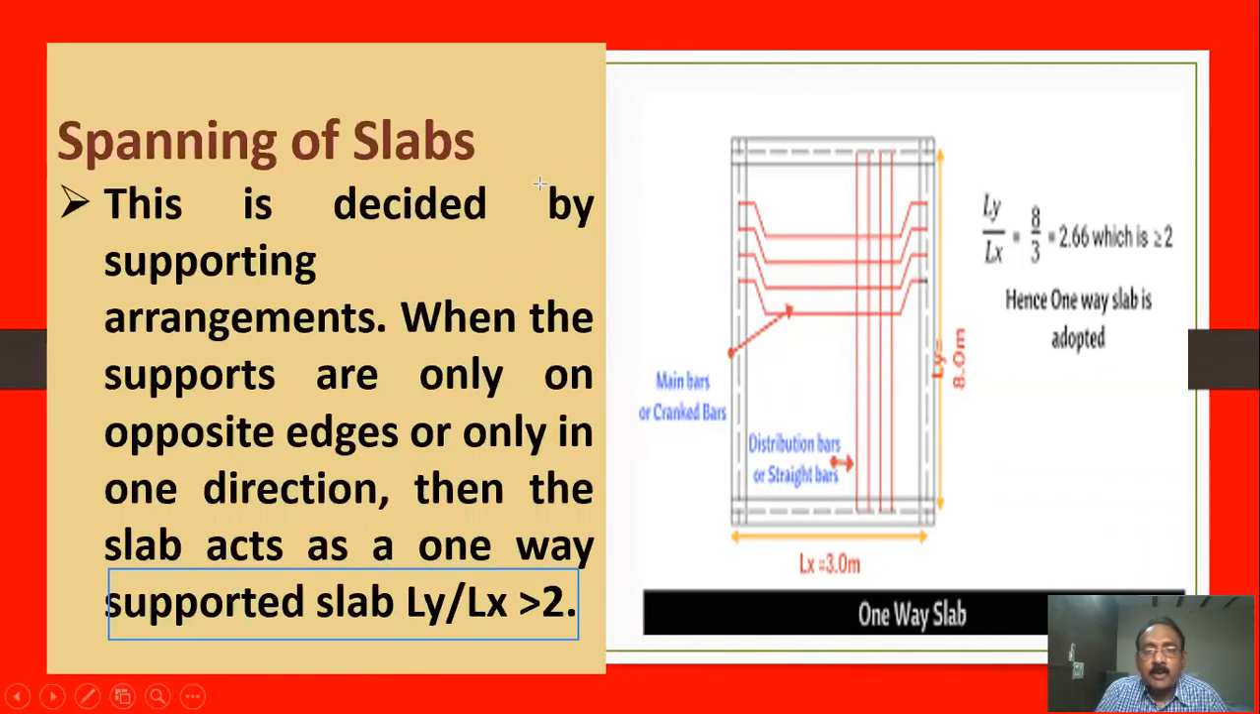One-way and two-way slabs are very important, because in a one-way slab your load will be distributed only to these two beams, and from beams to columns. You have to provide main reinforcement like this and distribution reinforcement like this. So this is the example for a one-way slab. What is a one-way slab? If Ly by Lx is greater than 2, that is a one-way slab.